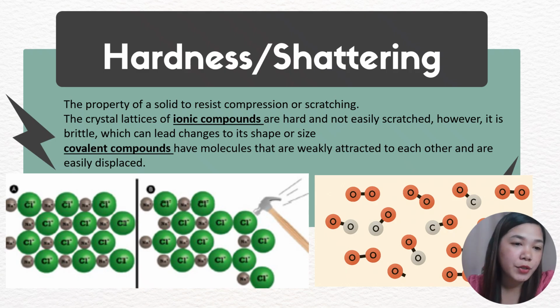For example, in our illustration here, this is an example of an ionic compound. They are hard and not easily scratched. However, if they are hammered, they will become brittle and can lead to changes of their size or shape. Compare it with covalent compounds. They have molecules that are weakly attracted to each other and are easily displaced. So, in other words, they are less hard, in terms of shattering and hardness level, because of the weak attraction between the molecules.